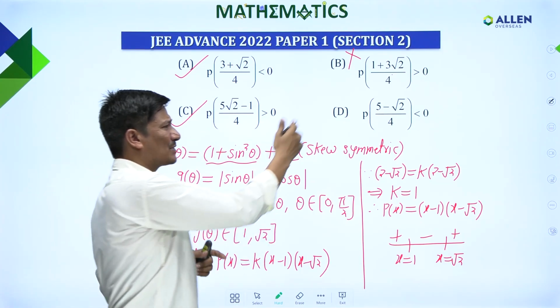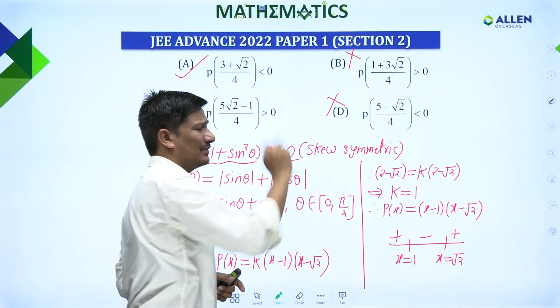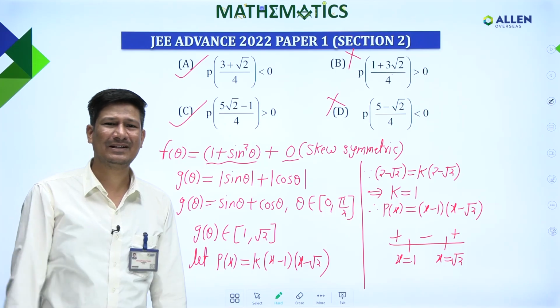Similarly, guys, when you check option D, that will also come out to be incorrect. Okay? So I hope everybody understood this one.